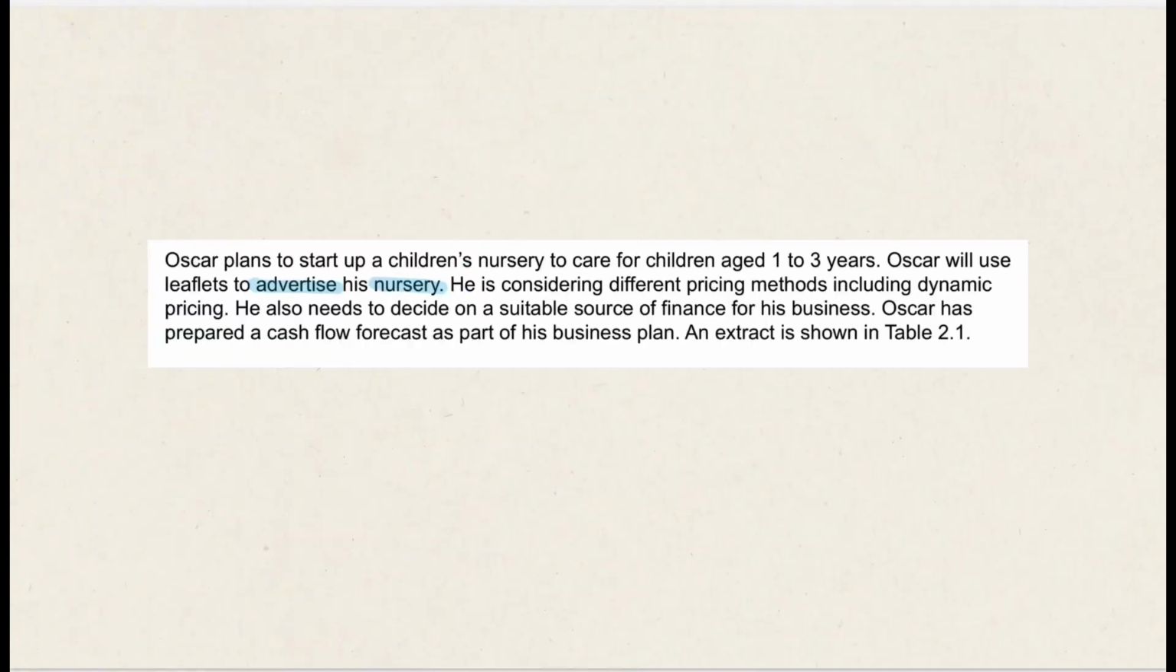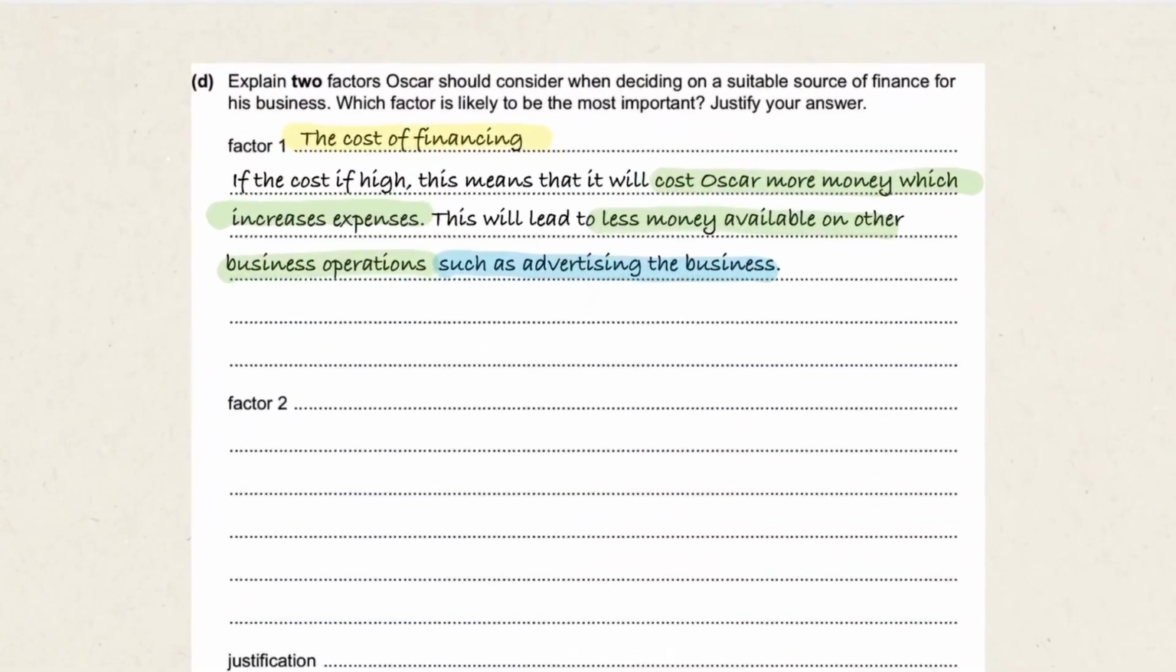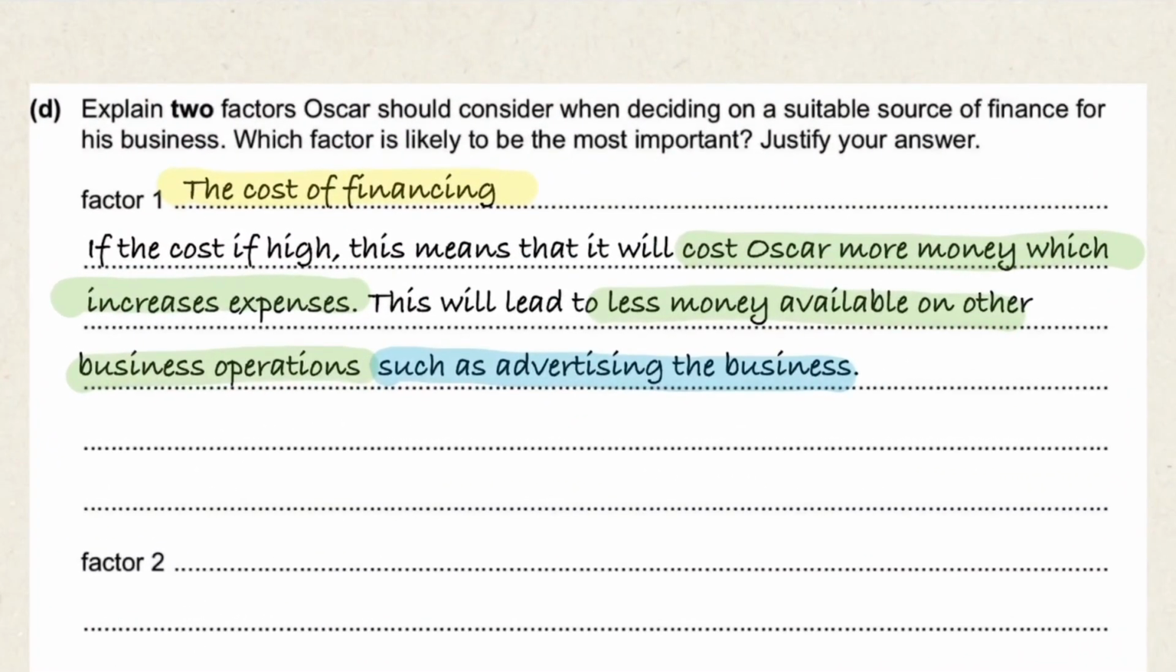Now, I'm pretty sure that you're more interested in the 8-mark questions, so I've got a few more with model answers. Here is the case study, and the application I will use is advertise and nursery. The question is, explain 2 factors Oscar should consider when deciding on a suitable source of finance for his business.